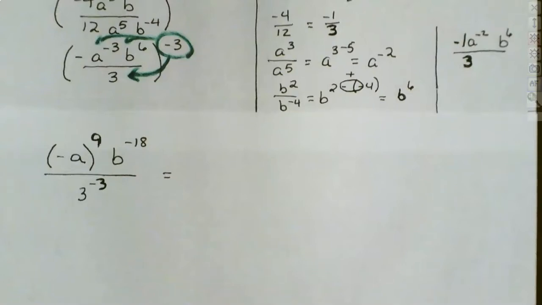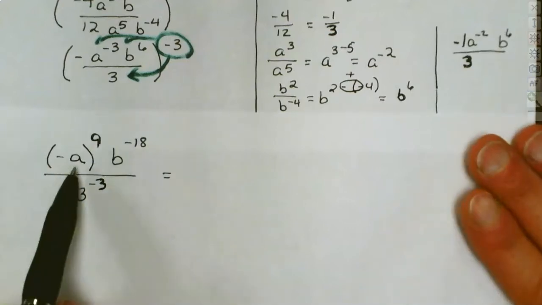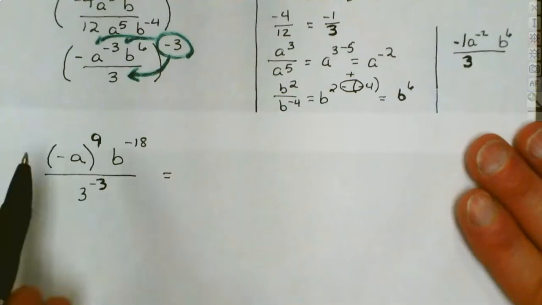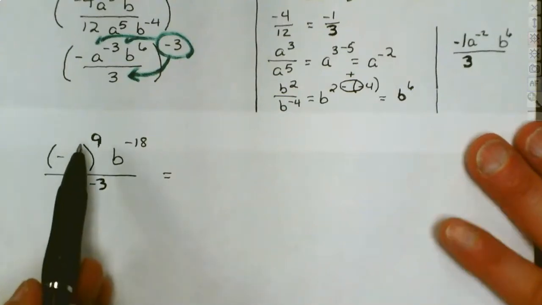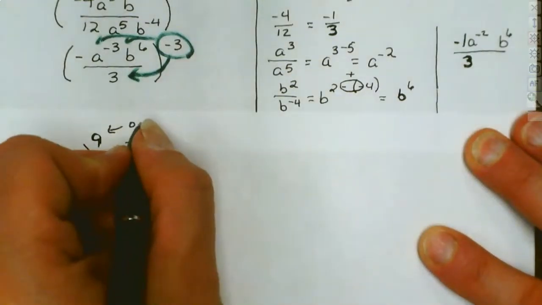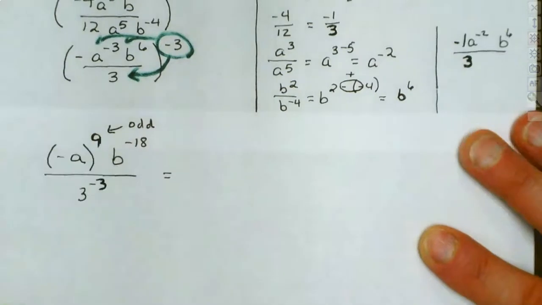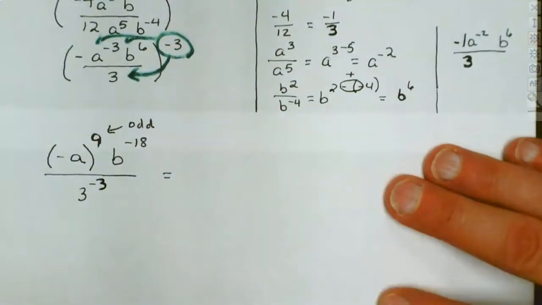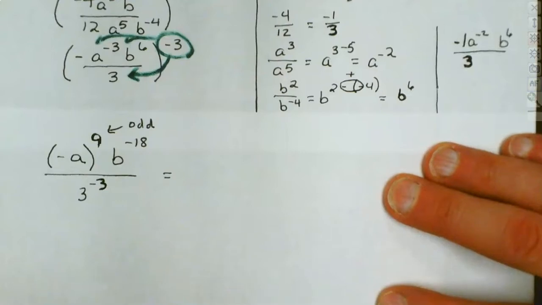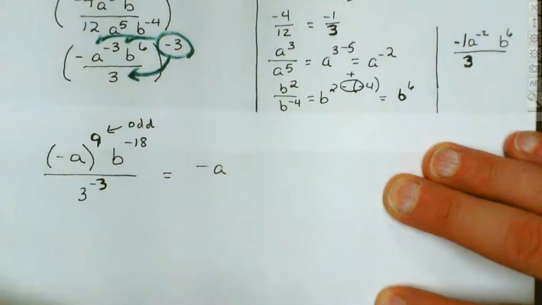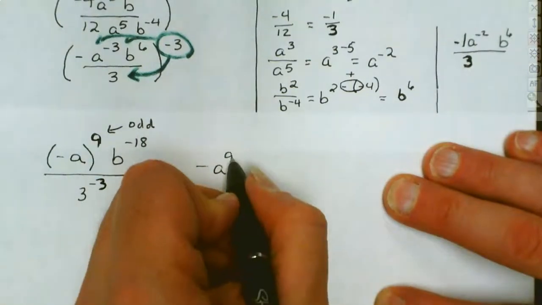Now, what do we know about negative a to the 9th power? Well, what do we know about that 9 here? We know this 9 is what? Odd. Okay? And a negative number to an odd power, well, that then makes it what? Negative. So that's going to be a negative a, without the parentheses, to the 9th power.